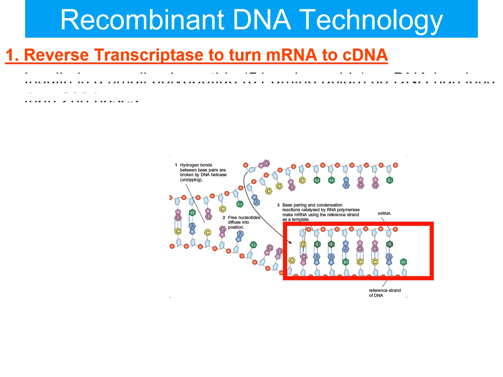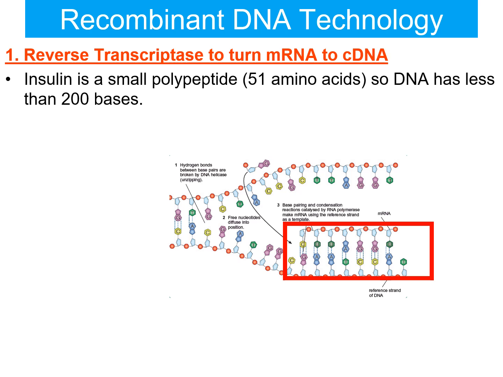So the reason we use this in several cases, and the most famous one obviously being insulin, is that insulin is a very small polypeptide, about 51 amino acids in size, so it has less than 200 bases of DNA. This makes it incredibly hard to find the gene within your DNA.